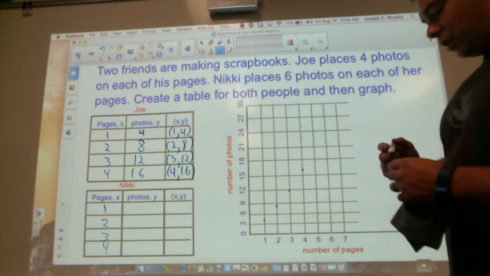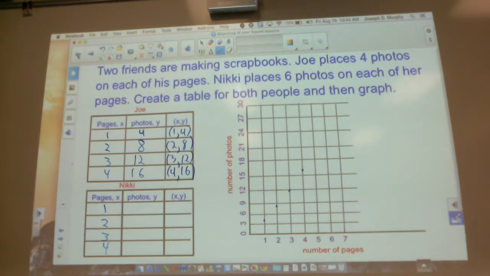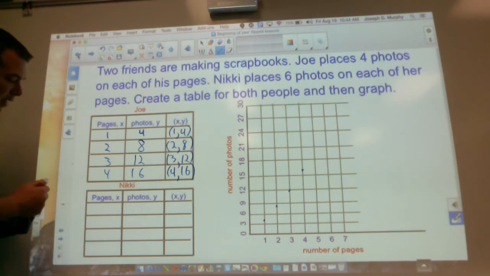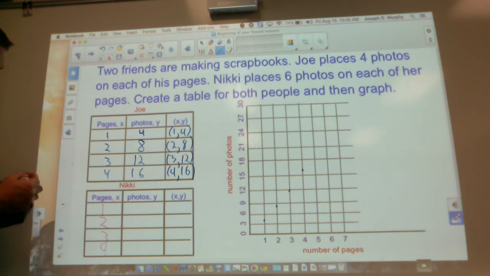All right, so that's Joe. Let me get a different color for Nikki. Hopefully this red one works. No, it doesn't. Let me try a different one. Pink. All right, pink will be Nikki. So Nikki does also 1, 2, 3, and 4.